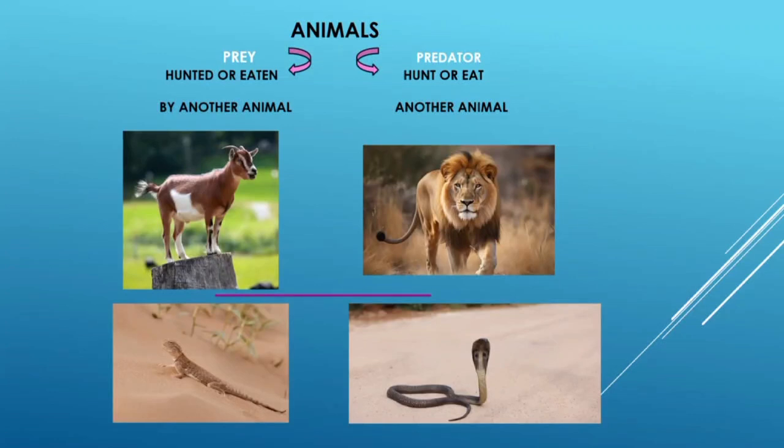Let's have another example. Snake and lizard. Which one is the predator and which one is the prey? Yes, the snake is the predator and the lizard is the prey. So the snake will eat the lizard.